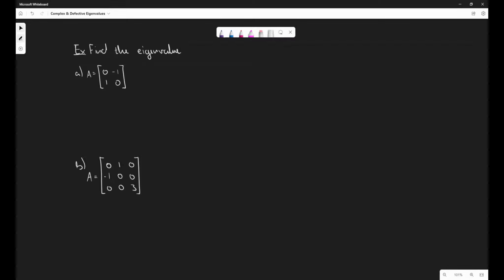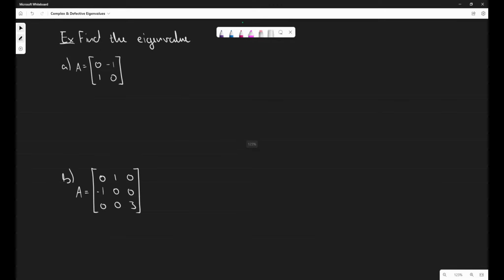In this first example, we have a 2 by 2 matrix, and we are asked to find the eigenvalues. Finding the eigenvalues, as always, you need to find the characteristic equation. So the characteristic equation will be lambda squared plus 1 is equal to 0. And right here, you can already tell that our solution is going to be complex, since our eigenvalue is going to be plus or minus i.